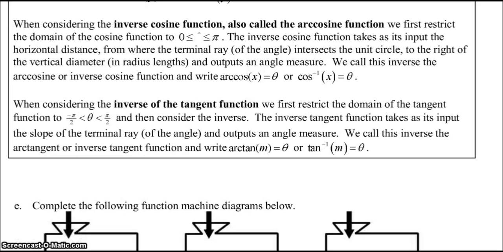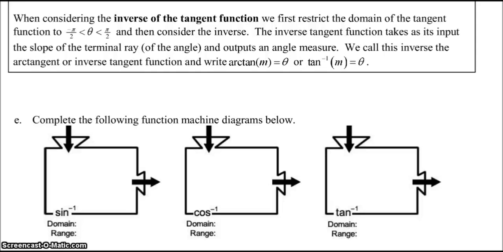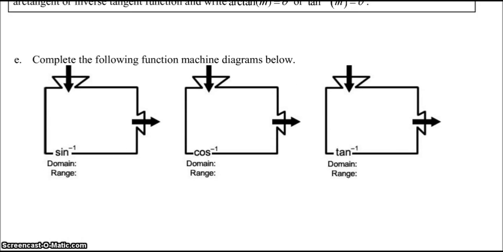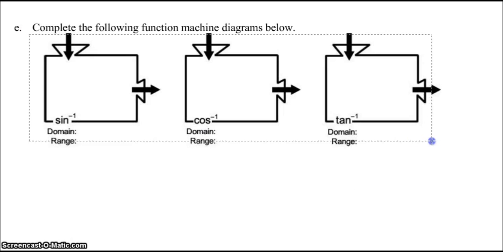When considering the inverse of the tangent function, we first restrict the domain of the tangent function to thetas between negative pi over 2 and pi over 2, and then consider the inverse. The inverse tangent function takes as its input the slope of the terminal ray and outputs an angle measure. We call this inverse the arctangent or inverse tangent function. Okay, complete the following function machine diagrams. I'm going to give myself some room here.